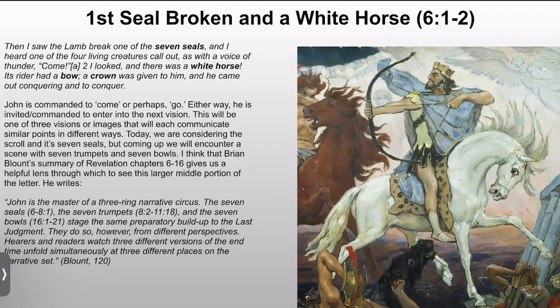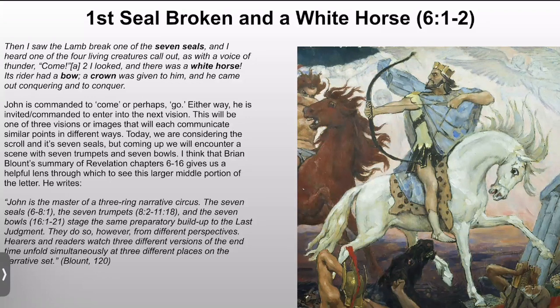He writes of these chapters, "John is the master of a 3-ring narrative circus. The 7 seals in chapters 6 through 8:1, the 7 trumpets in chapters 8:2 through 11:18, and the 7 bowls in chapter 16 verses 1 through 21 stage the same preparatory build up to the last judgment. They do so, however, from different perspectives. Hearers and readers watch 3 different versions of the end time unfold simultaneously at 3 different places on the narrative set."